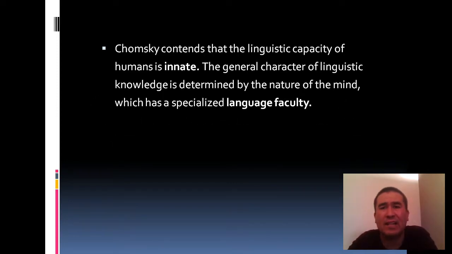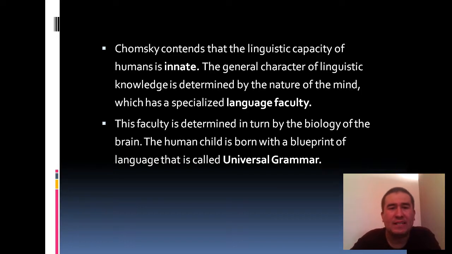Chomsky contends that the linguistic capacity of humans is innate. The general character of linguistic knowledge is determined by the nature of the mind, which has a specialized language faculty. This faculty is determined in turn by the biology of the brain. The human child is born with a blueprint of language that is called universal grammar.